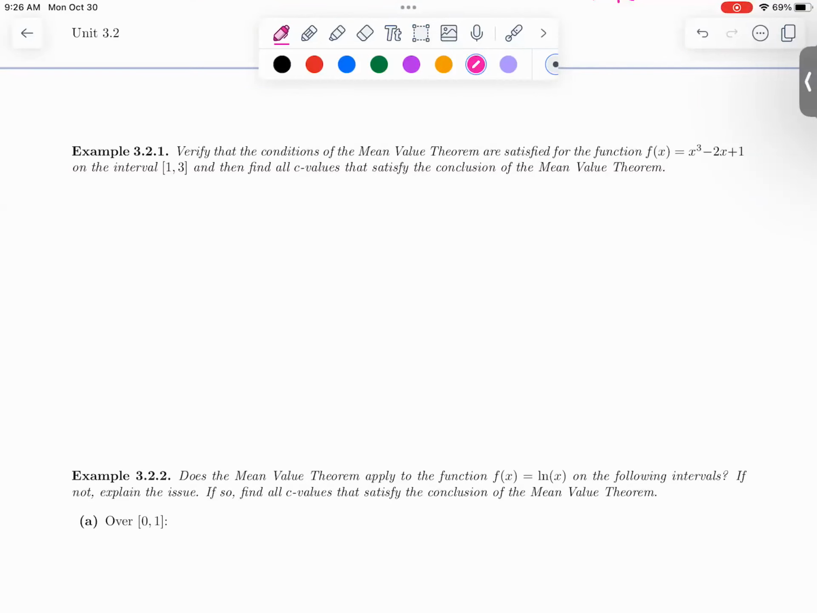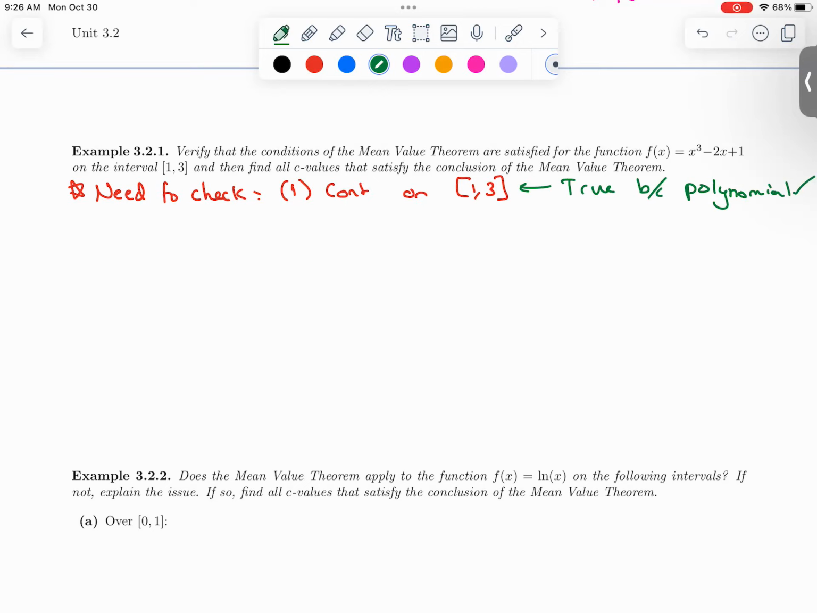So verify the conditions of the mean value theorem are satisfied by the function f(x) equals x cubed minus 2x plus 1 on the interval 1 to 3, and then find all c values that satisfy the conclusion. So what we need to check. Number one, that it's continuous on the closed interval [1, 3]. But that's true because it's a polynomial. Because it's a polynomial, it's continuous everywhere.